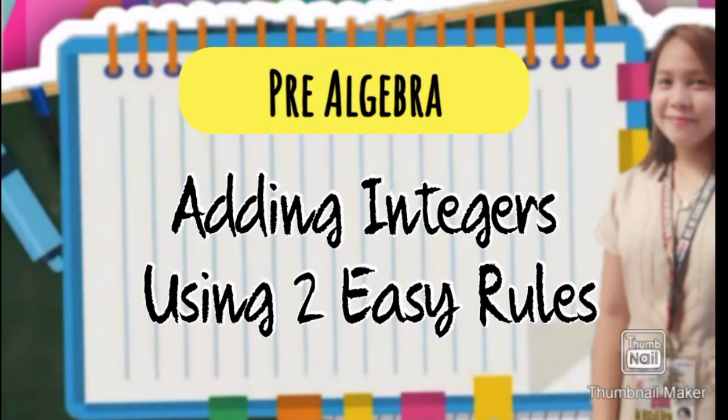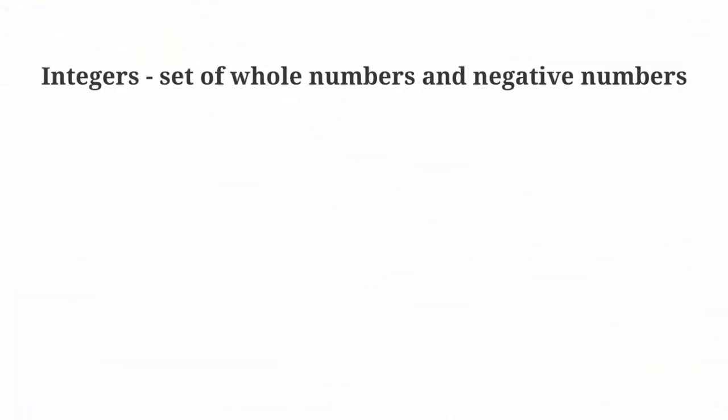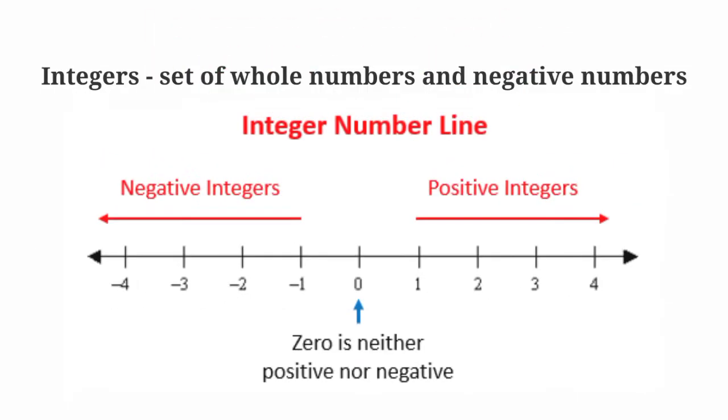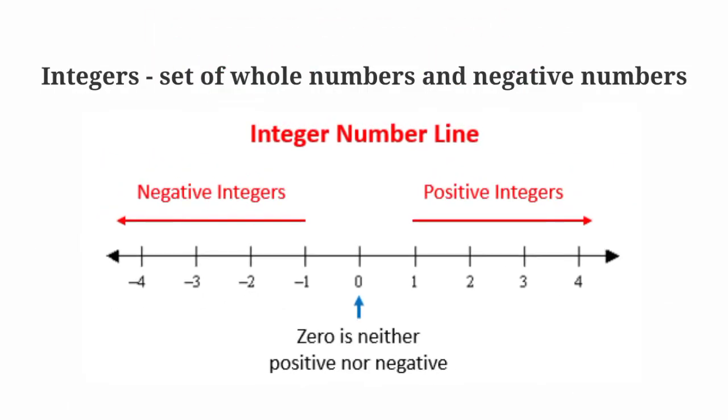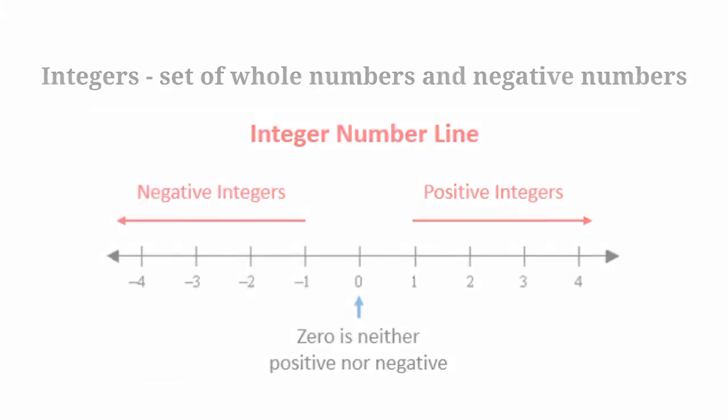For today, we will be adding integers using two easy rules. Integers is a set of whole numbers and negative numbers. To visualize that one, we have here the number line. From 0, it goes infinitely to the right where the positive integers lie. And to its left, going infinitely, are where negative integers lie.